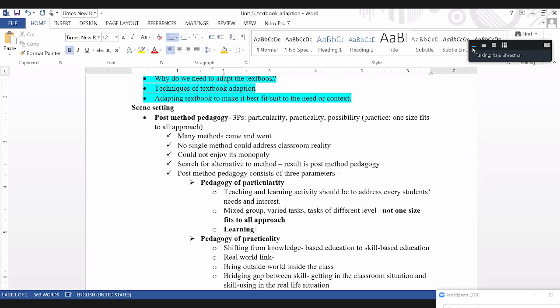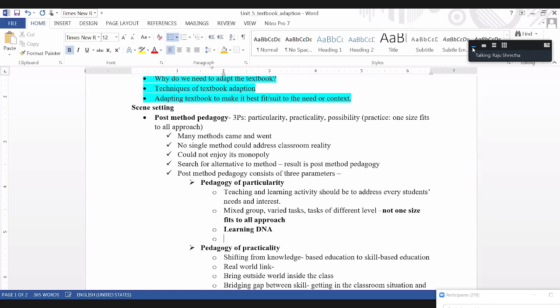Learning DNA, we say learning DNA, and another one is use of KYS form. So these are some other strategies to address pedagogy of particularity. So here, learning DNA means we have to identify individual students' desire. D means what? Desire. Then what? N means what? Need. And A means what? Asset. What kind of strong points they have.